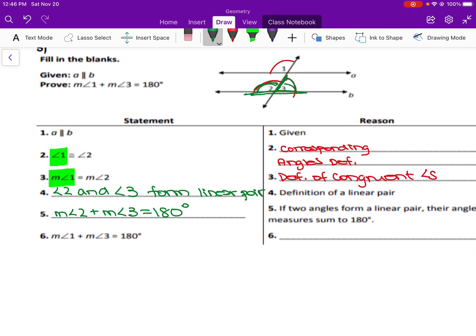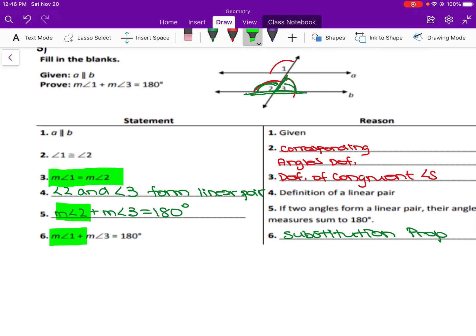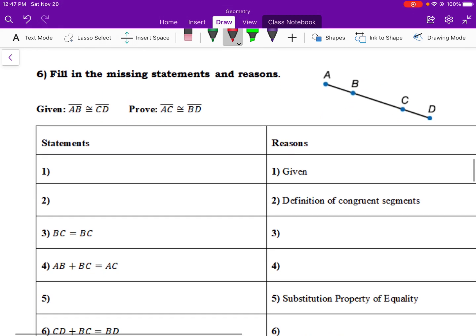And then finally, I can come to my final conclusion, which is the measure of angle 1 plus the measure of angle 3 equals 180. This is my substitution property, because we already said right up here in line 3 that measure of angle 1 equals the measure of angle 2. So I'm just literally swapping out measure of angle 1 with measure of angle 2. Those two are just being exchanged for one another. And so I'm just copying down this whole equation, but exchanging those two. Cool. All right, here we go.